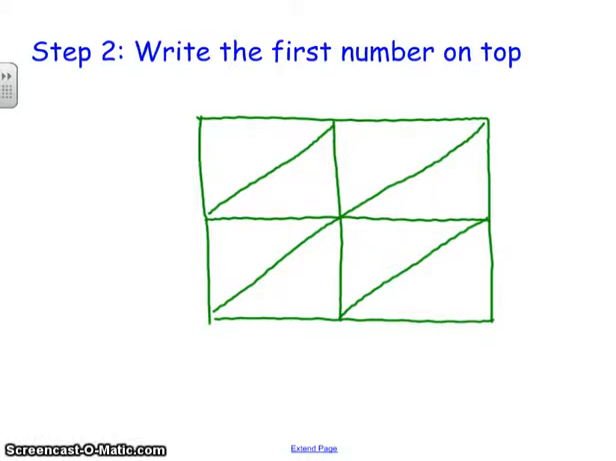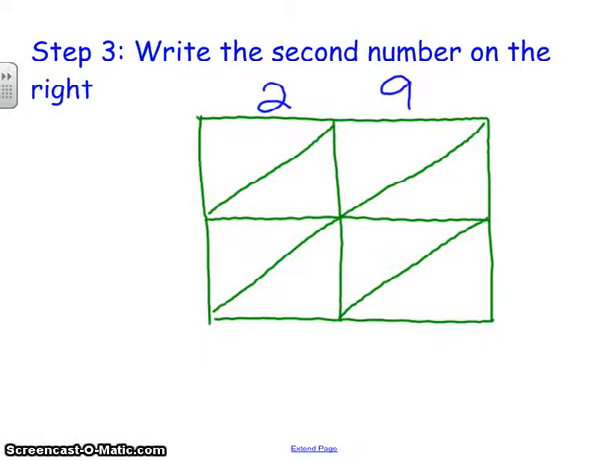So the second step is to write the very first number on top. So the very first number is 29. When you write that number, make sure to leave enough space in between the digits so that each digit fits within each row. So once you've written the 29, your next step is to write the 38, again, leaving enough space between each digit. So now we have 29 and 38.